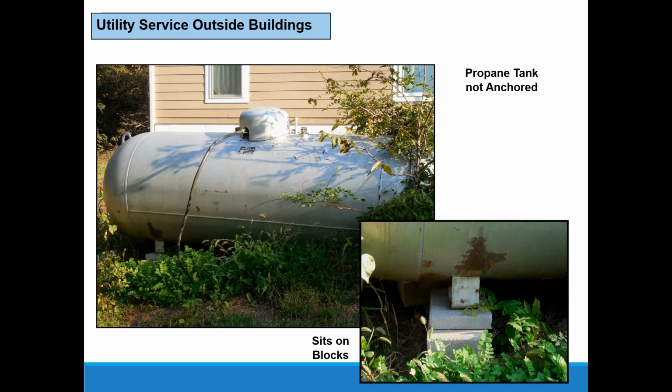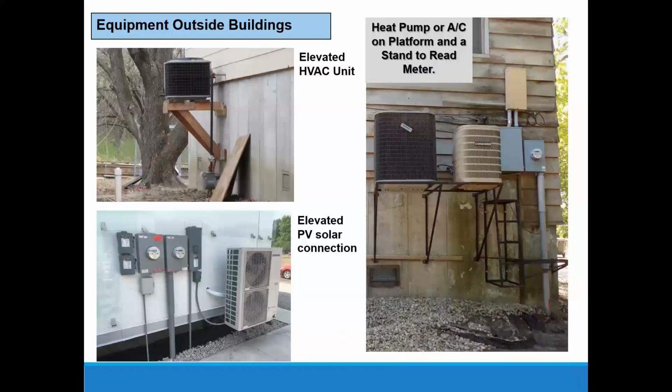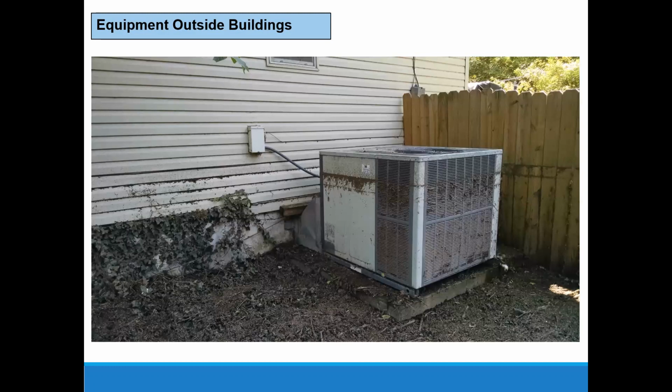So I have a couple of good examples. I think some of these are from Lawrence. We have an elevated solar panel, and elevated utilities on these platforms just outside for the HVAC equipment. And I did show you that one full story enclosure that had their utilities elevated. So this is what we want to see, and this is what we don't want to see.